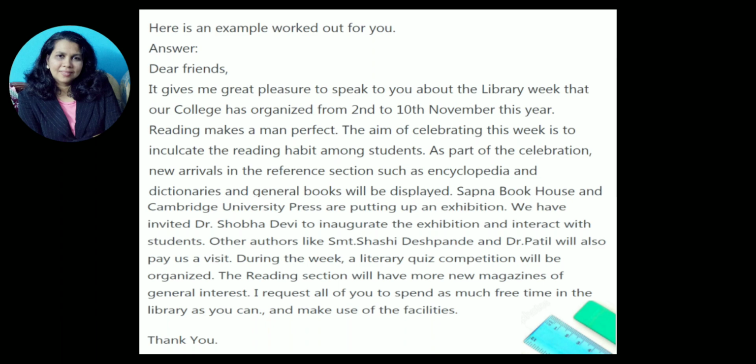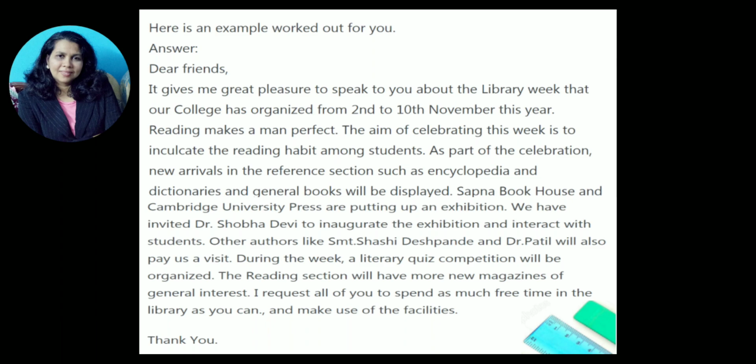So these two, then fifth point we have covered. What is it? The facilities of the college. What are the facilities of the college here? Yes, new magazines, reading section. So, concluding part, I request all of you to spend as much free time in the library as you can and make use of the facilities. Thank you. So see the 3 things: greetings, body and the conclusion and thank you.